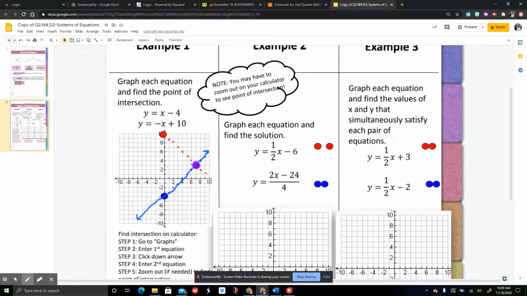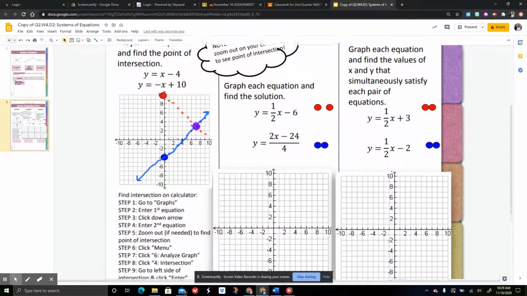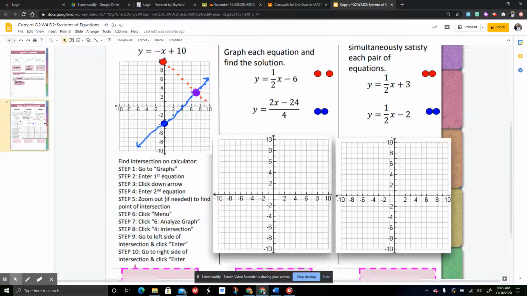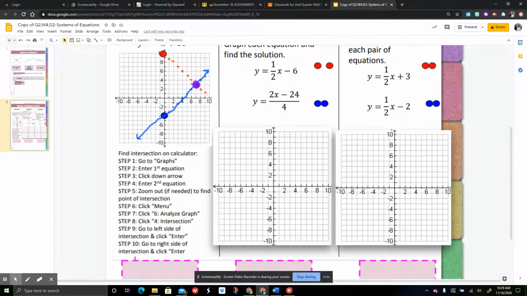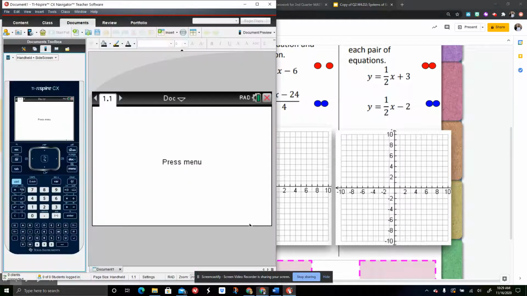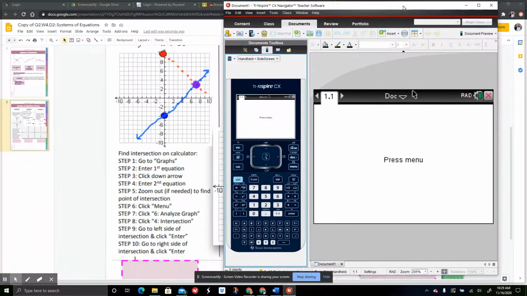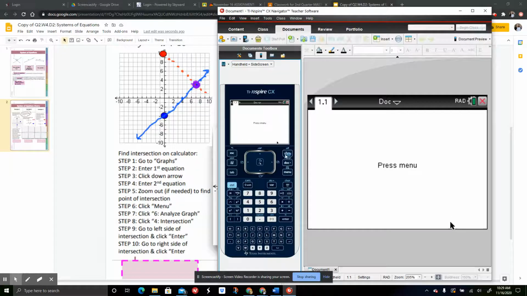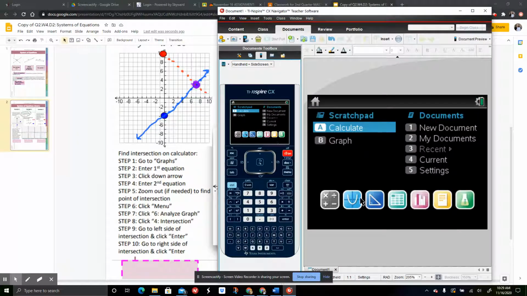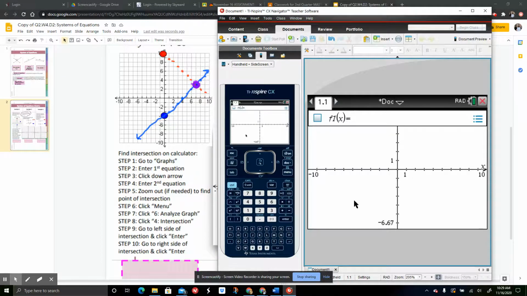I can also do this exact same thing in the calculator. You'll notice right here are the steps. It says find the intersection on calculator. Step 1, go to graphs. So I'm going to pull up my calculator, go to the home screen, and click on graphs. Remember, graphs is this one right here with the funny looking U on it.